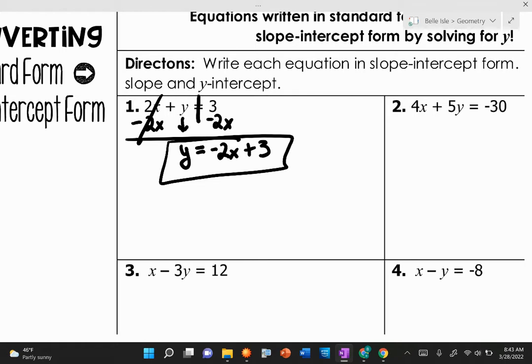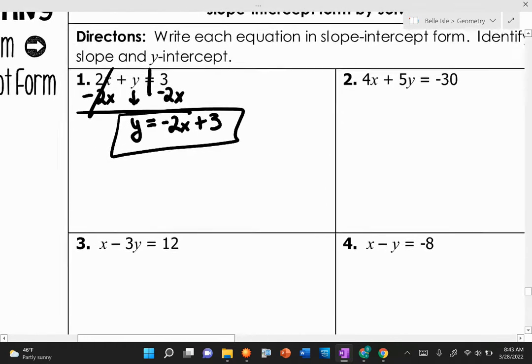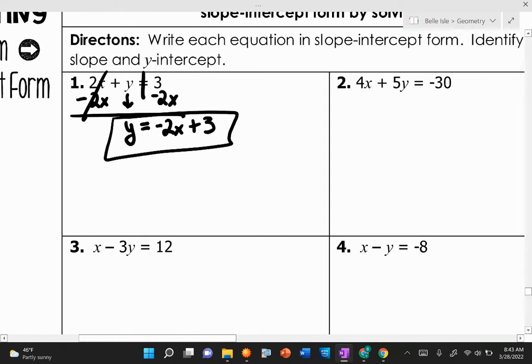It'll get slightly more difficult than that, but that is the idea and the process. Okay, so let's look at number 2. Again, we're just solving for y. That's the slope-intercept form. You want to identify the slope and the y-intercept.